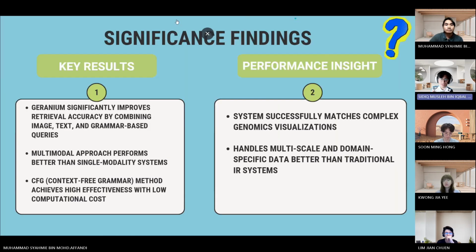Significant findings. The results show that Geranium improves retrieval accuracy by combining image, text, and grammar-based methods. So it's better than single modality systems, and the CFG method achieves high effectiveness with low computational cost.